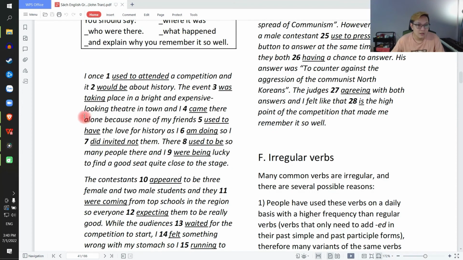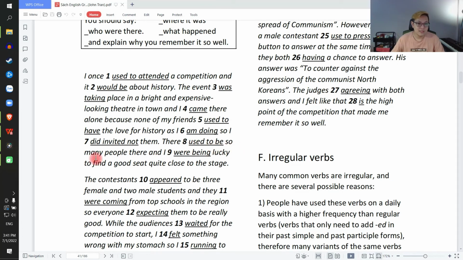Repeat after me. I once attended a competition and it was about history. The event took place in a bright and expensive looking theater in town, and I came there alone because none of my friends had the love for history as I did. So I didn't invite them.